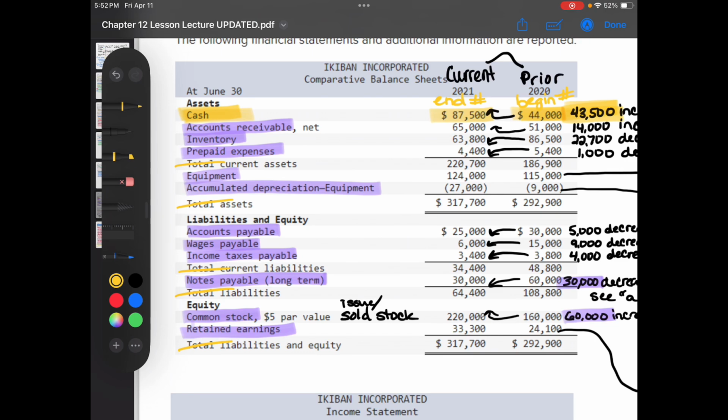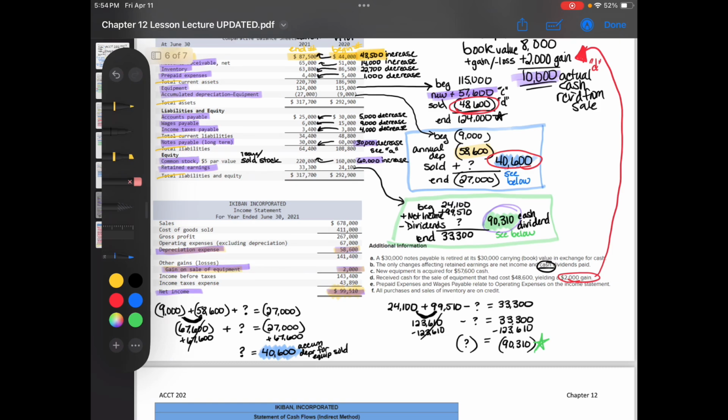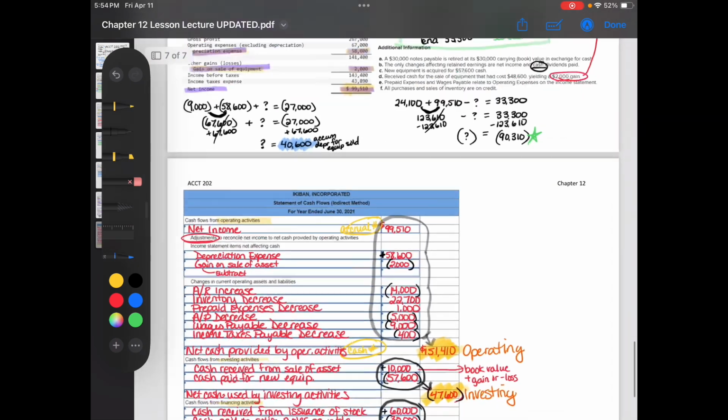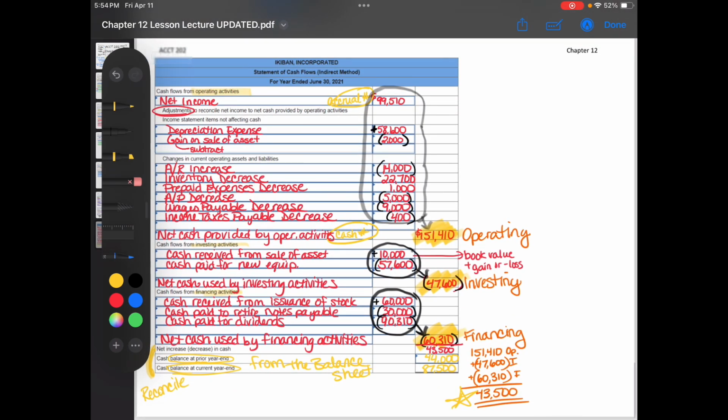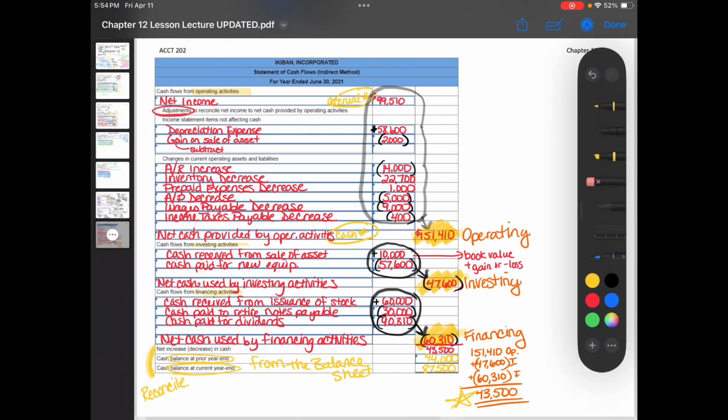So hopefully you enjoyed this one. Doing a full statement of cash flows is great because then you get to that bottom portion and you can see if you're right, to make sure everything that you did is correct. So, all right, that's it for now.